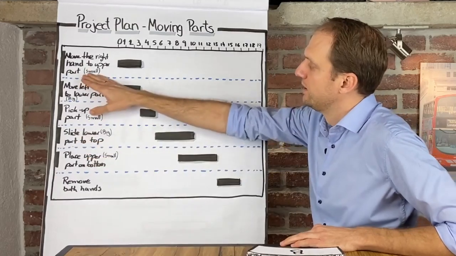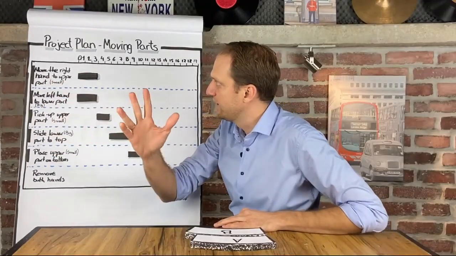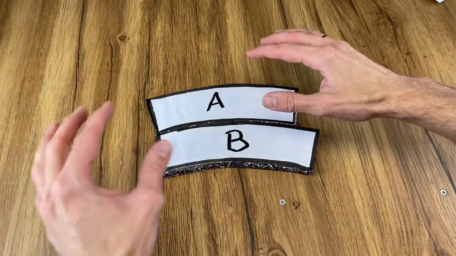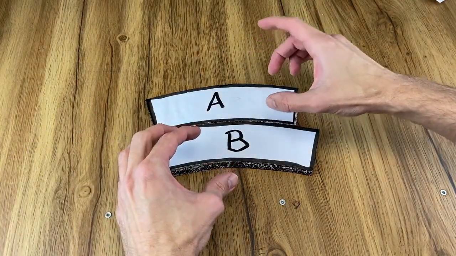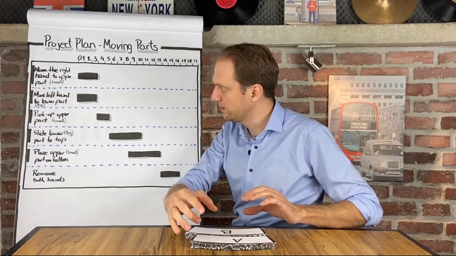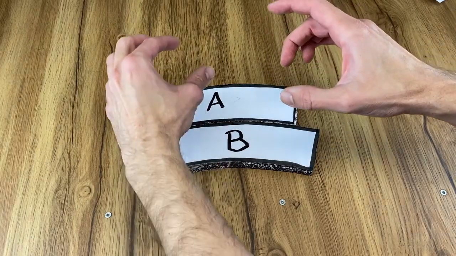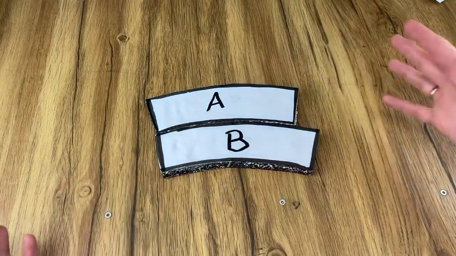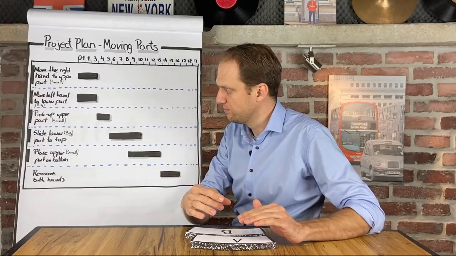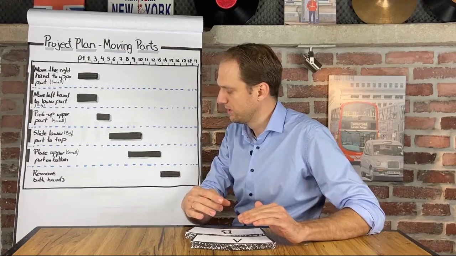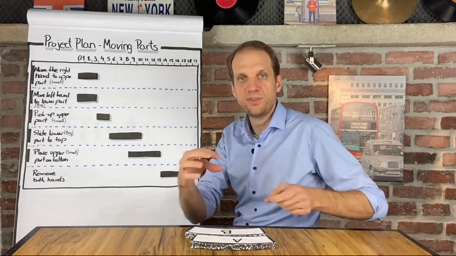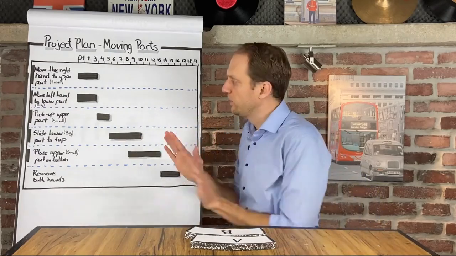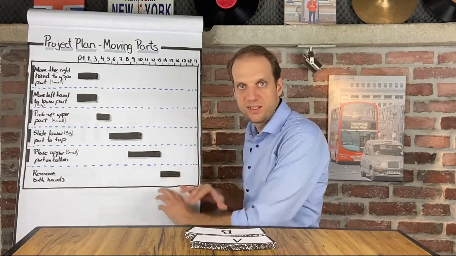So we have here, the first step would be to move the right hand to the upper part. The second step, move the left hand to the lower part. Pick up the upper part, then slide the lower part to the top. And then place the upper part, the smaller part, on the bottom. And remove both hands. So you inverted the order of this. So this would be one way we can plan to do this activity.